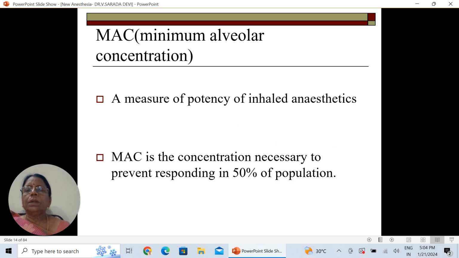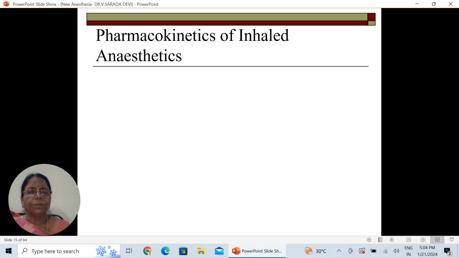What is minimum alveolar concentration? A measure of potency of inhaled anesthetics. Minimum alveolar concentration is the concentration necessary to prevent response in 50% of the population.